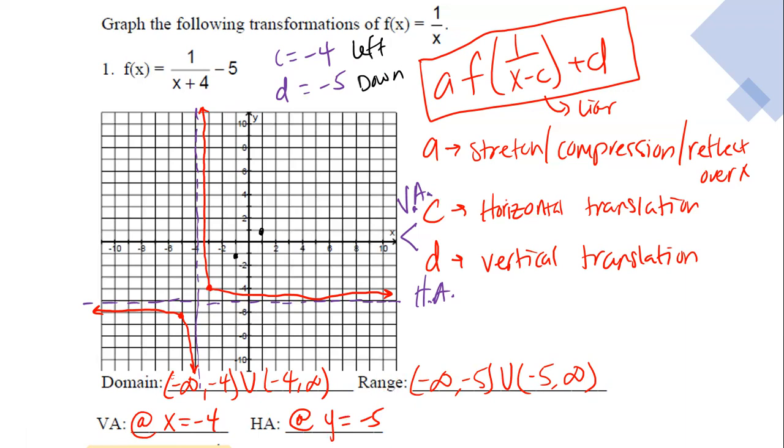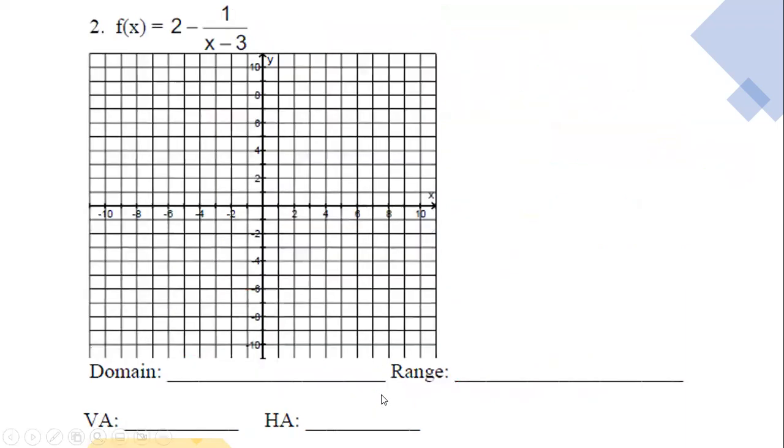Okay, so example number 2, I'm going to help you set it up, but I want you to do it on your own. Look here, we have 2 minus 1 over x minus 3. This is the same thing as writing -1 over x minus 3 plus 2. Identify your transformations and draw a sketch of what happened. Because my 2 is positive. Here we go. So we have -1 over x minus 3 plus 2.